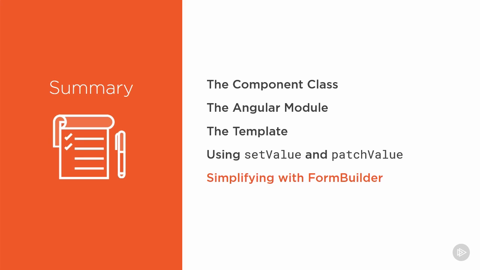Lastly, we saw how to use the form builder to simplify the boilerplate code and create the root form group and its associated form controls with less cruft. But there's a bit more work to do. Let's look at validation next.